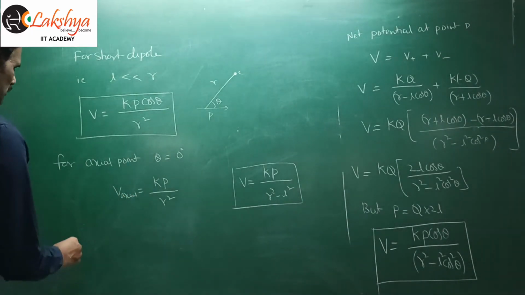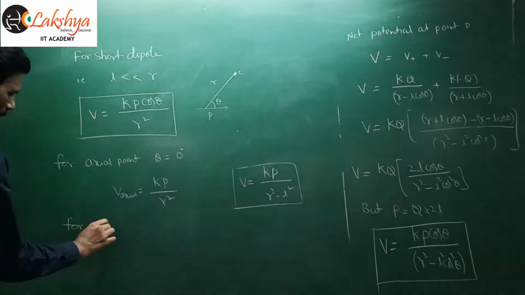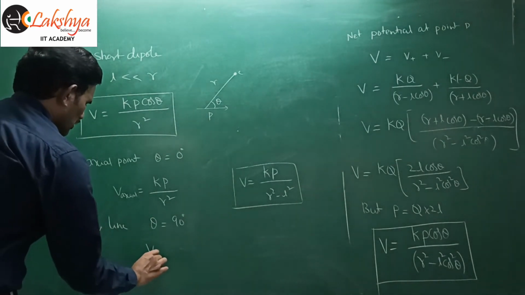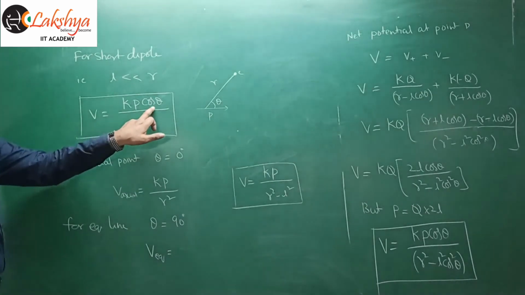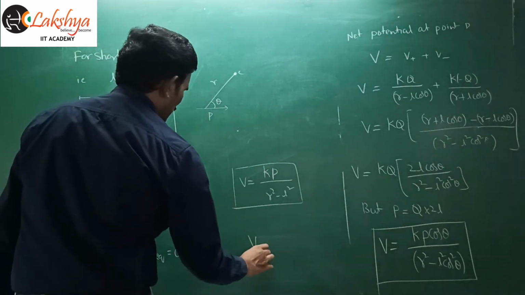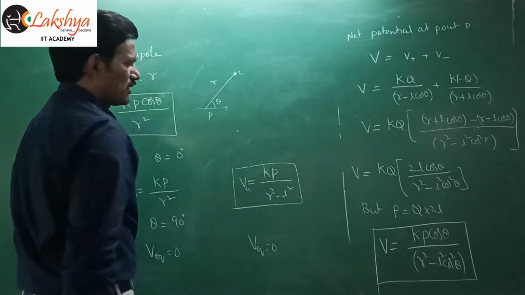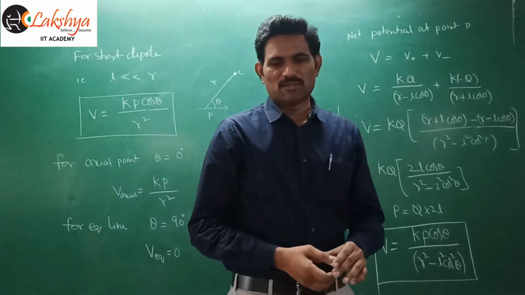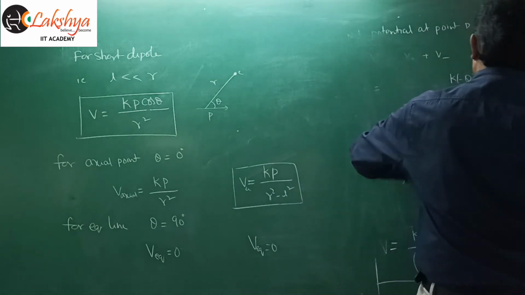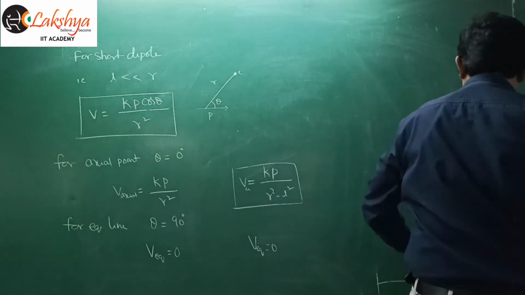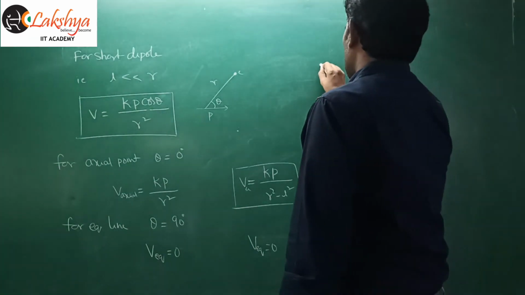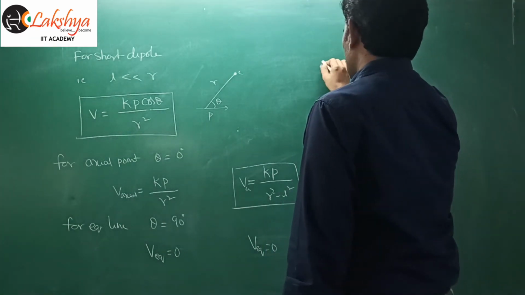And for an equatorial line, you can take the theta value as 90 degrees. Then the potential on the equatorial line is, since cos 90 is 0, 0. Even for the long dipole you get the equatorial potential as 0. That means for any point on the equatorial line, the potential due to the dipole will be 0. We can conclude that it is an equipotential line or equipotential surface, because for any point on this line the potential will remain the same, which is 0.